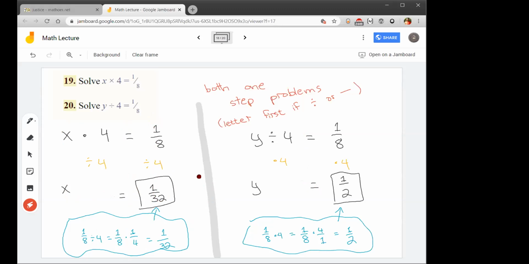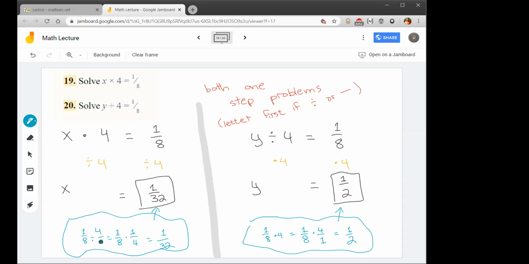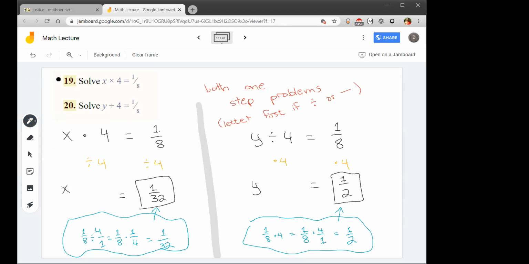Wait, so why on the first one did we do 1/8 times 1/4, but then on the second one it's 1/8? Because I'm, oh, I'm dividing by 4/1. Okay, and how do I divide by 4/1? I flip it and multiply. Okay, I get it. Good question. Anything else where I should talk more because I didn't talk during it?